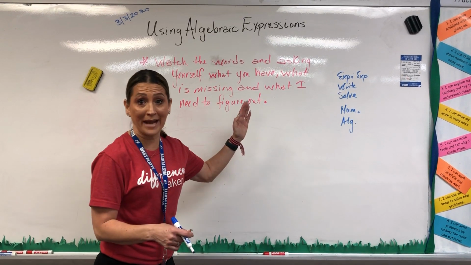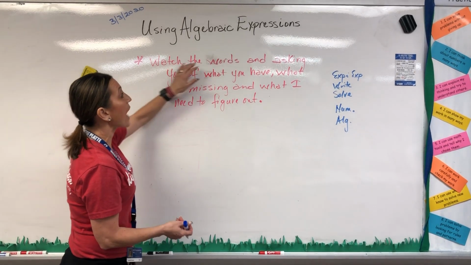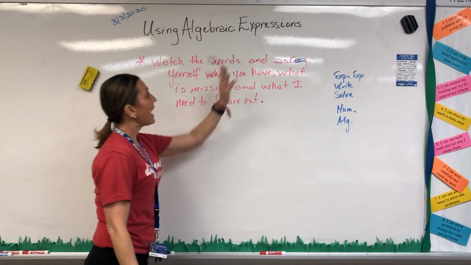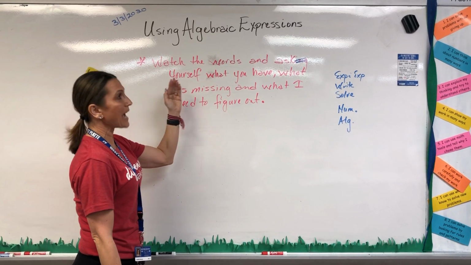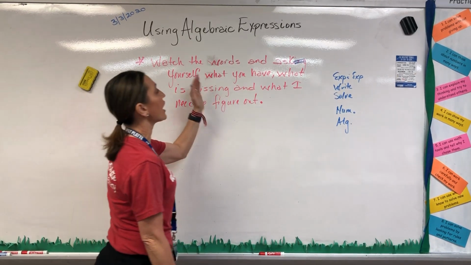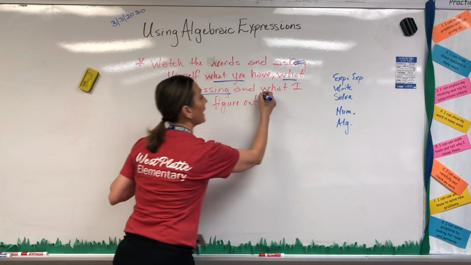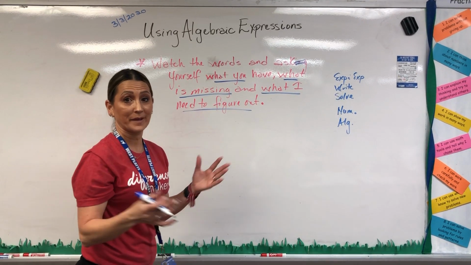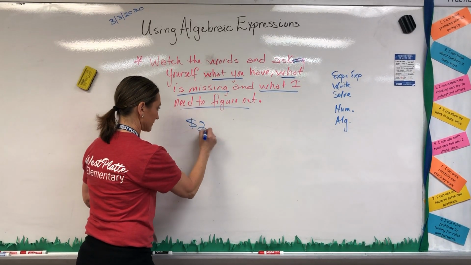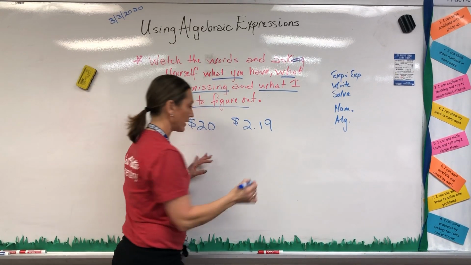And it's using mathematics. So, in using algebraic expressions in the real world, we want to watch the words and ask yourself, I think I didn't write that correctly, but you get the gist. Ask yourself what you have, what is missing, and what can I do to figure this out? So a few examples I've used in class. You got 20 bucks. Gas is $2.19 a gallon. You'll love this part. Get ready.